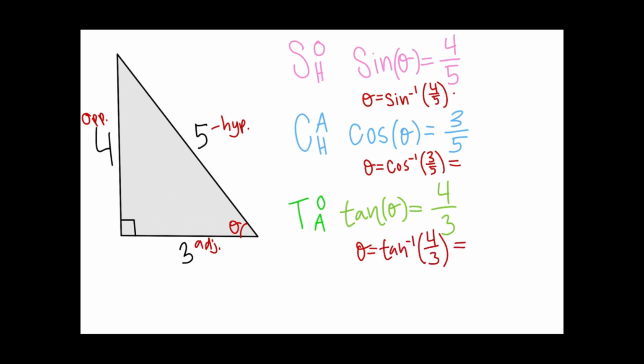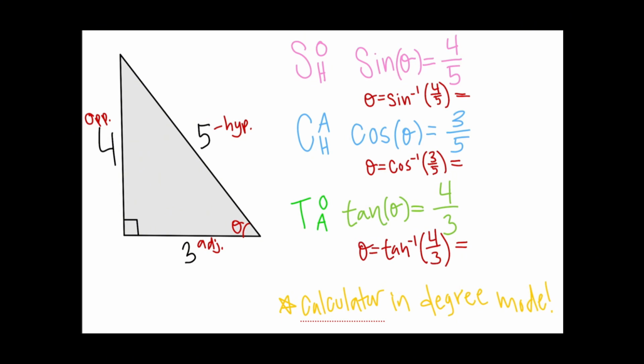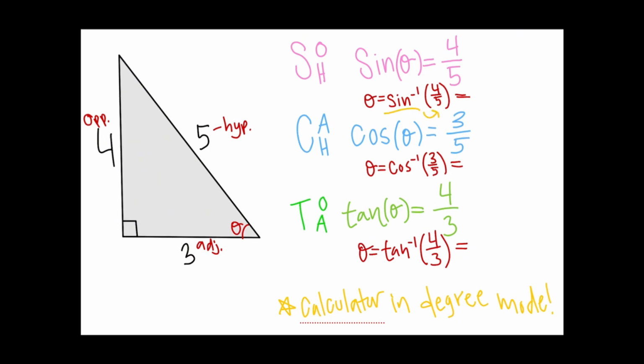Now you can solve all of these by punching them into your calculator. It can be a scientific or a basic calculator. Make sure your calculator is in degree mode. Now to solve for theta, you'll take the inverse sine of 4 over 5, which will give you 53.13 degrees. You'll take the inverse functions of cosine and tangent, and you should get 53.13 degrees for all of them as well.